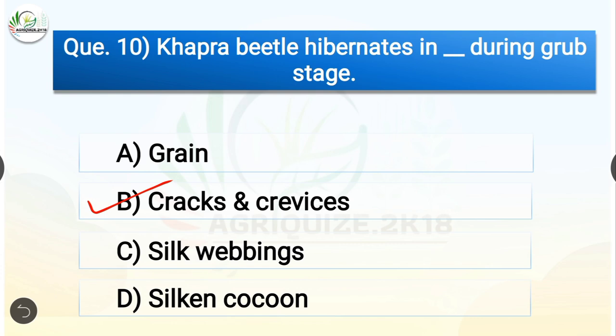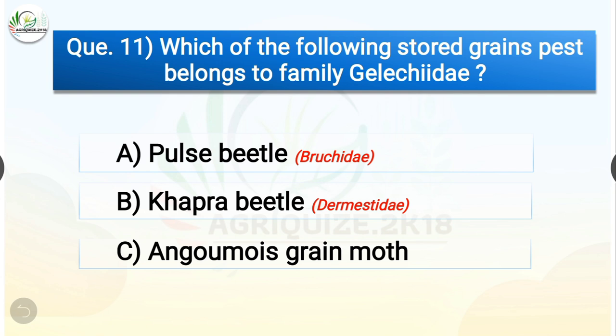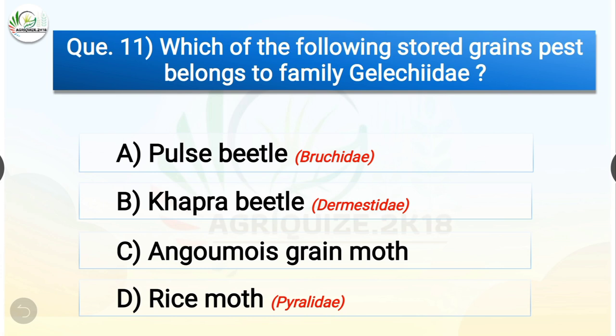Question number 11. Which of the following stored grain pests belongs to the family Gelechiidae? The options are pulse beetle, khapra beetle, angoumois grain moth, or rice moth. The correct answer is option C, angoumois grain moth. So, angoumois grain moth is the stored grain pest which belongs to the family Gelechiidae, whereas pulse beetle belongs to the family Bruchidae, khapra beetle belongs to the family Dermestidae, and rice moth belongs to the family Pyralidae.